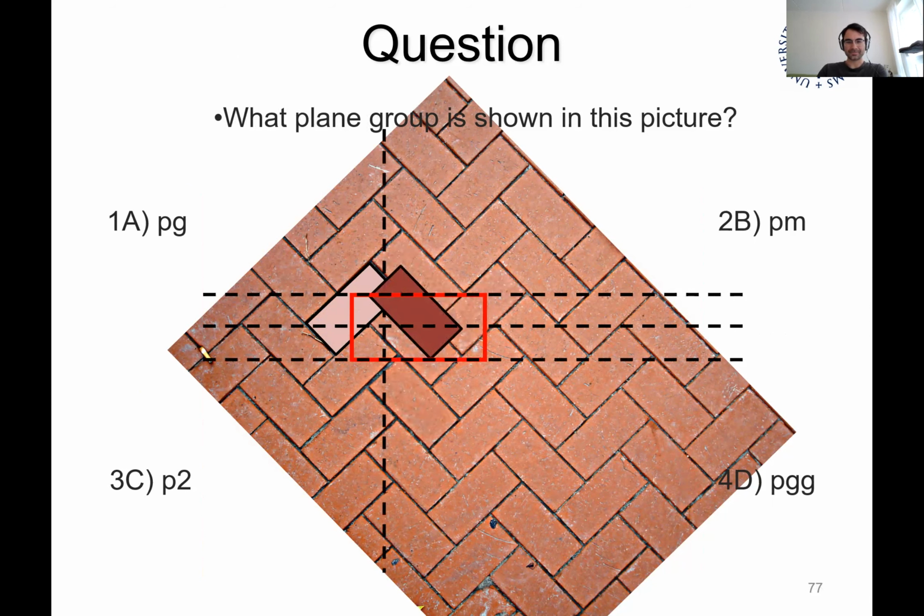And there are also glide planes that go in other directions too. So say we start off with the first brick again. If you mirror it across this glide plane, you end up with this brick here. And if you translate it now down the unit cell, you end up with that right there. So again, we have glide planes in both directions. So it's PGG.